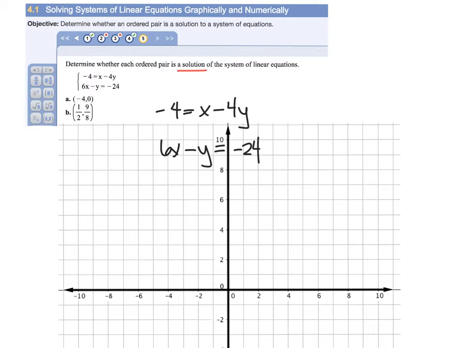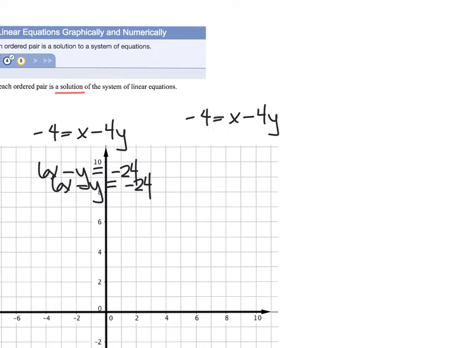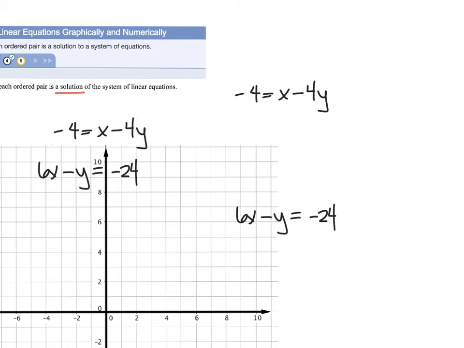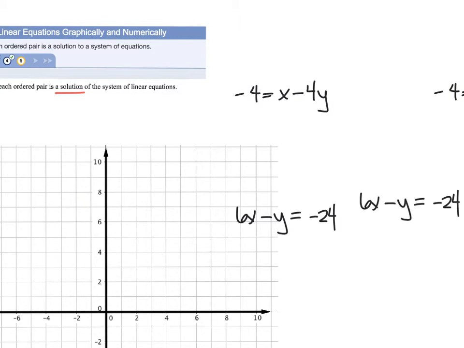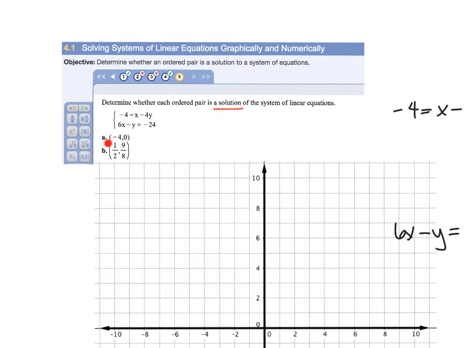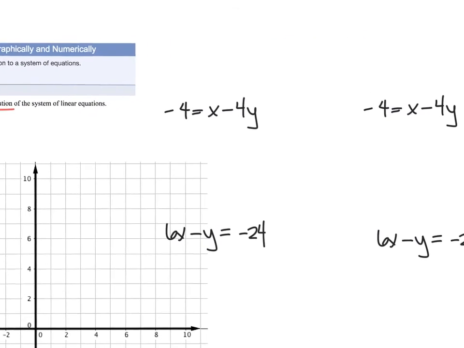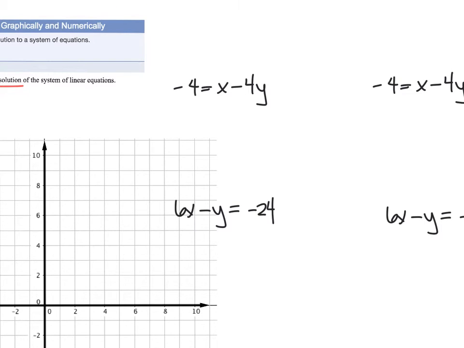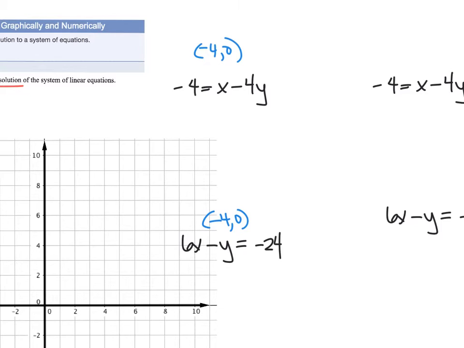All right, and so here's our two lines, and we're going to duplicate them. And we've got one right here, and then a repeat right there, and a repeat right there. And we want to know, does negative 4, 0 work? So does negative 4, 0 work in both of these lines? Negative 4, 0. So let's find out. Let's get this out of the way a little bit. All right, so let's find out.